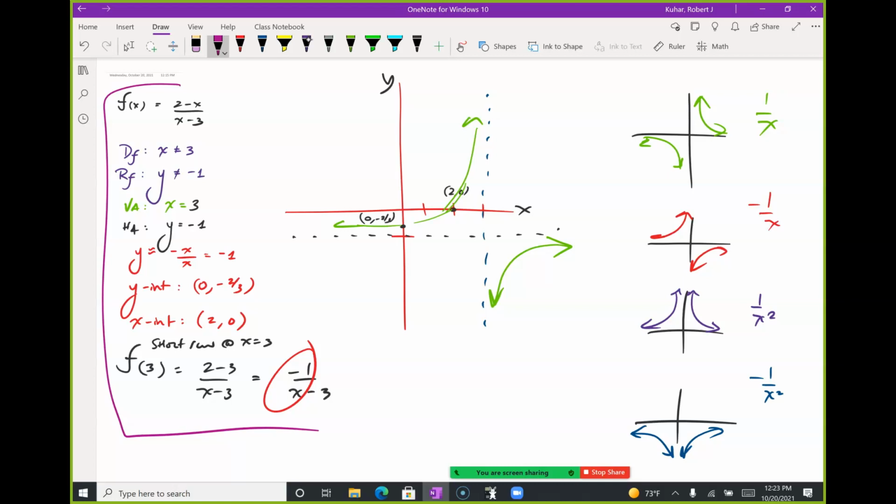All right, how do we know this is 1-to-1? How do we know this function is 1-to-1?